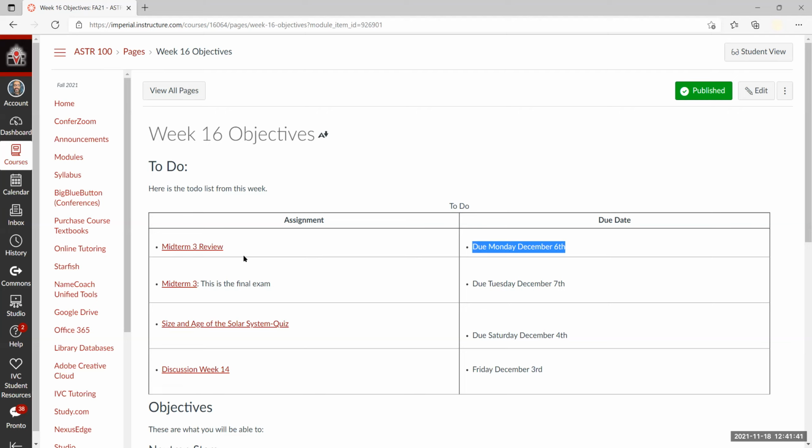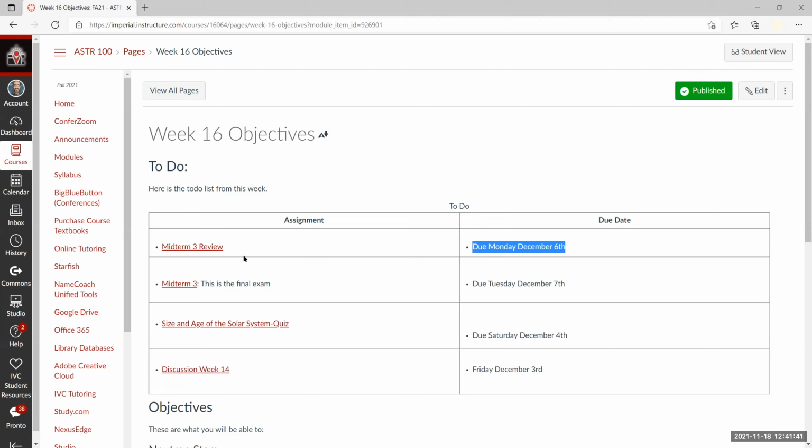Also, there is no graded discussion for this week 16. There is week 14, which is still due December 3rd. And here is the assignment. So please take care of that discussion because it's graded. Week 16 is not graded. Week 15, of course, is Thanksgiving week, so we're not talking about that.